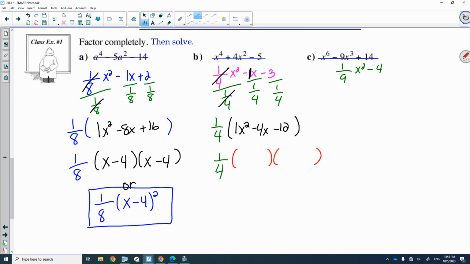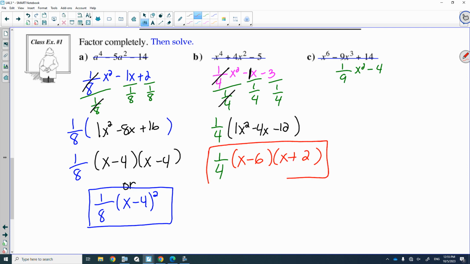Alex, what's one of my factors going to be? Two numbers that multiply to 12 and sum to -2. Okay, x minus 6 and x plus 2.